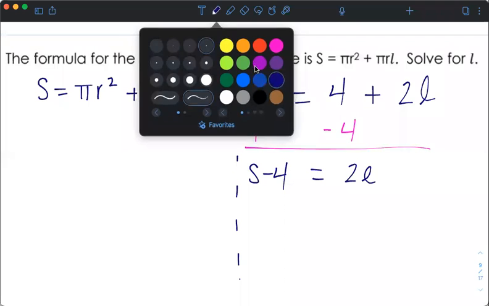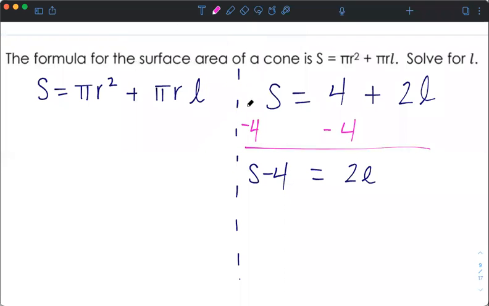Similarly, on this side, pi is a number. Remember, it's 3.14. R is a number. We just don't know what it is. So we're trying to solve for L, same thing that we're trying to solve for over here. So the first thing that I actually want to subtract from either side, because we're adding pi r squared, is pi r squared. So it's real similar to what this 4 is doing over here. So subtract pi r squared.